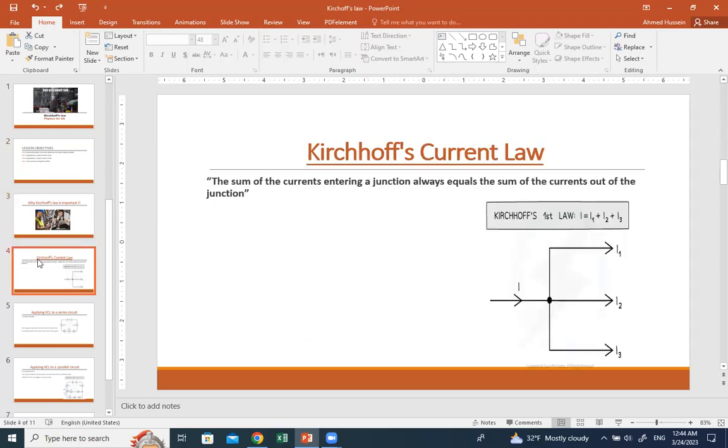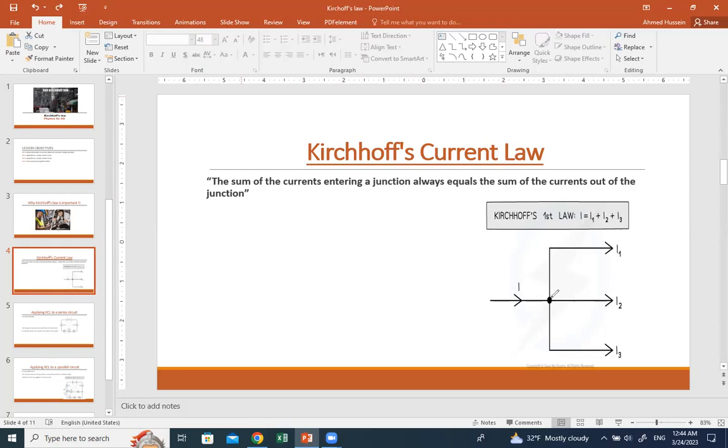Kirchhoff came up with two laws. The first law, or the current law, states that the sum of current entering a junction always equals the sum of the current out of the junction, or leaving the junction. Or in other words, current is conserved at a junction. But first, let's ask, what is a junction?